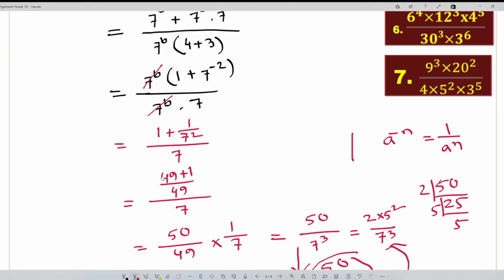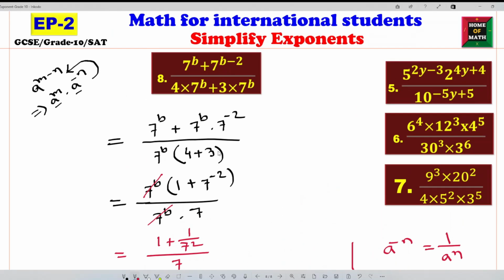Okay, so no more today. Today we also tried to complete 8 maths problems based on simplifying exponents. So in the next few days we will also try to solve at least 20 exponent type maths problems, which is very important for mathematics, especially for international students, and lots of important exams like GCSE, grade 10 or SAT.